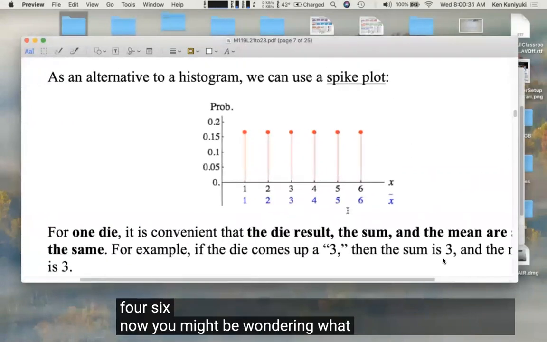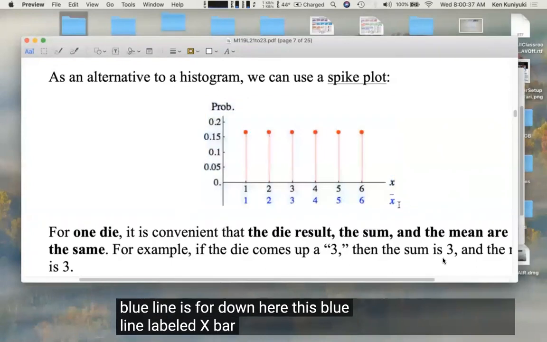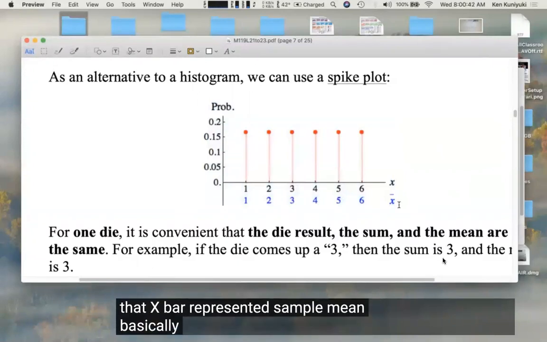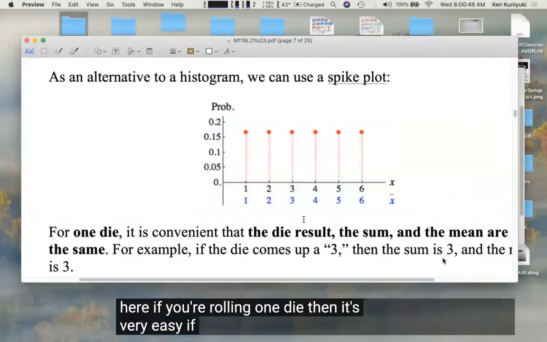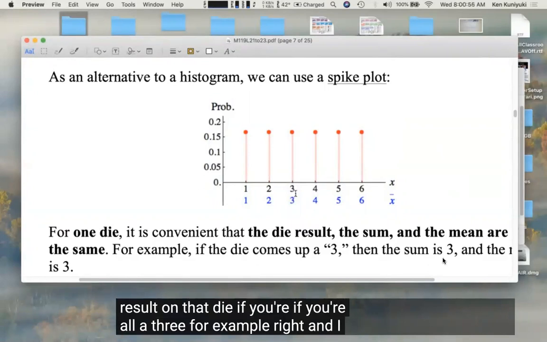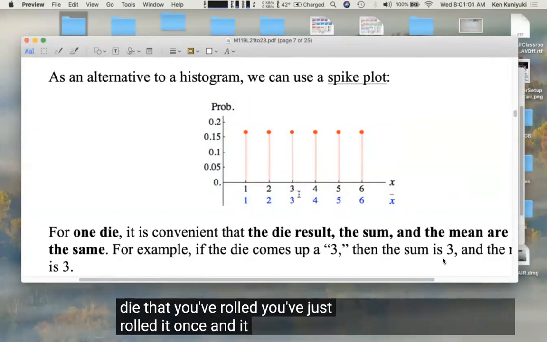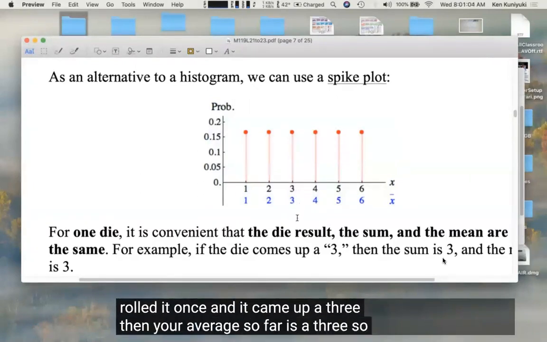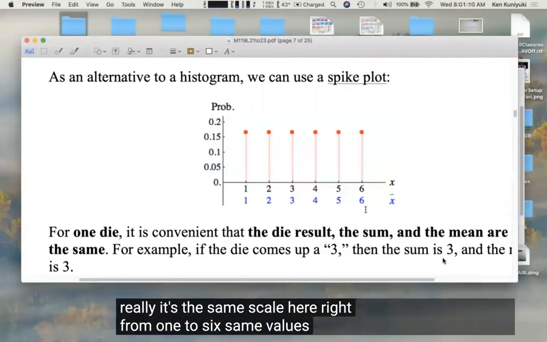Now, you might be wondering what this blue line is for down here, labeled X bar. You might remember that X bar represented sample mean, basically an average. But in this case, if you're rolling one die, then it's very easy. If you roll one die, then the average you get is just the result on that die. If you roll a 3, for example, and I ask you what's the average so far, you've just rolled it once. If it came up a 3, then your average so far is a 3. So really it's the same scale here, from 1 to 6, same values.